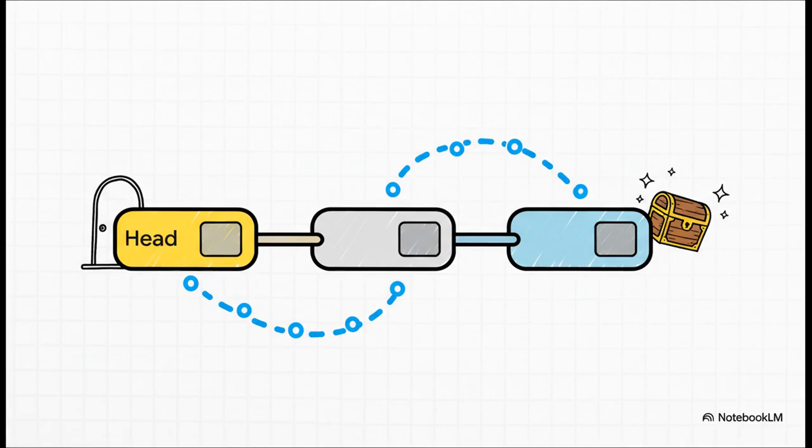Think about it. The head is your key to the whole kingdom. If you want to get to the 3rd node, you don't need its address. You just start at the head and hop along the chain. Head.next.next. You can get to any node you want just by following the pointers, exactly like our thief followed his clues. And that's the real magic here. You can manage a massive list while only ever having to keep track of one single thing.